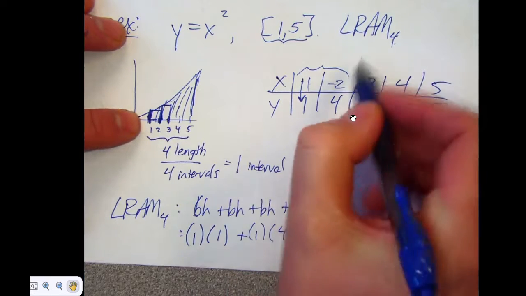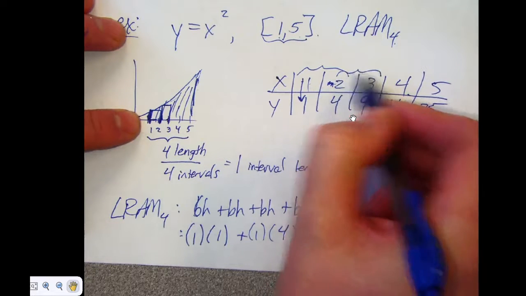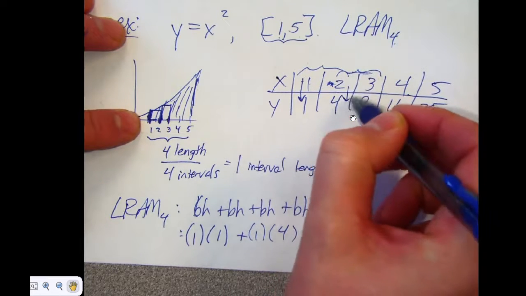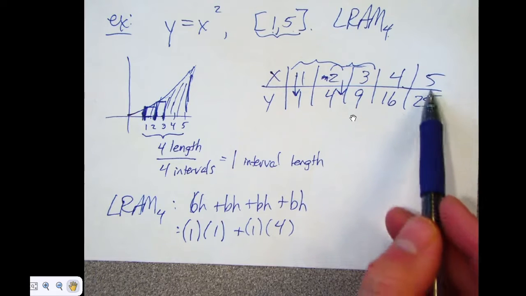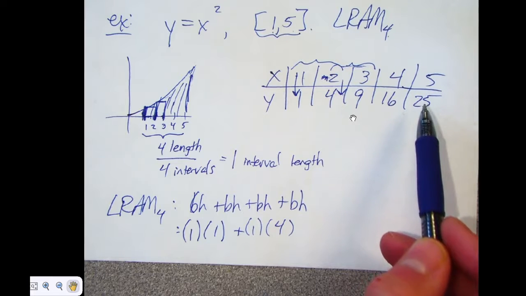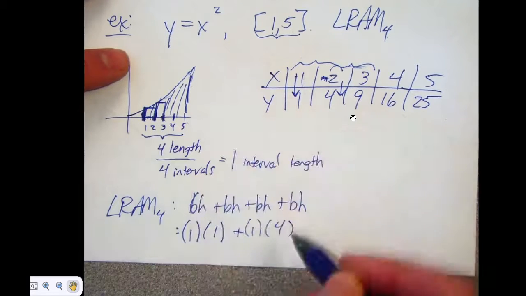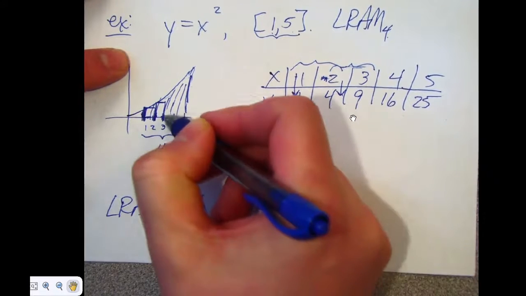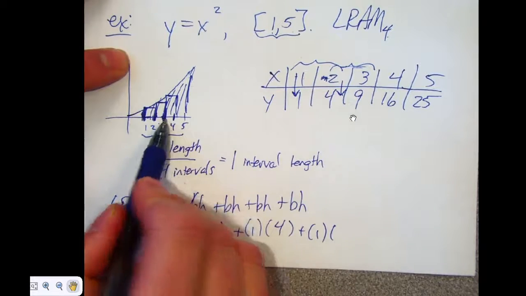4. So here, the distance between 2 and 3 was 1, and then I used the left-hand endpoint to get a height of 4. What number in this table will never be used? 25. In this problem, we'll never use the 25 because that'll never be on the left-hand side of any of our rectangles. 3 to 4, again, the base is 1, and I use the left-hand endpoint to determine the height. What's the height when x equals 3?